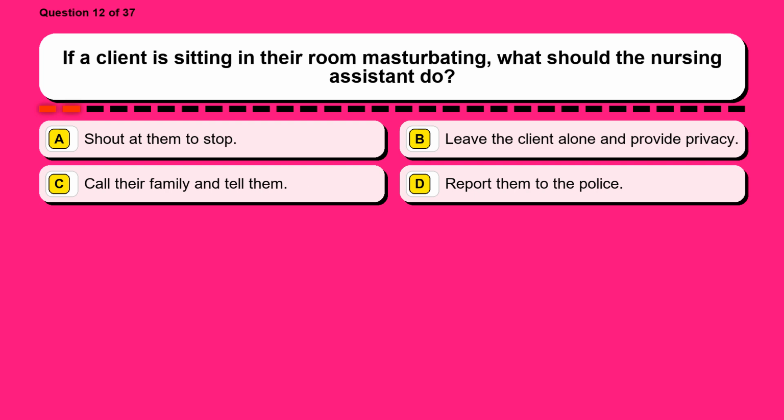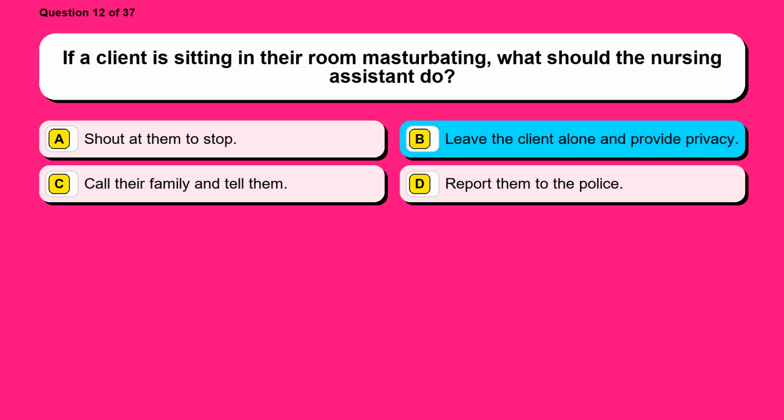Question 12. If a client is sitting in their room masturbating, what should the nursing assistant do? Option A is shout at them to stop. Option B, leave the client alone and provide privacy. Option C, call their family and tell them. Option D, report them to the police.